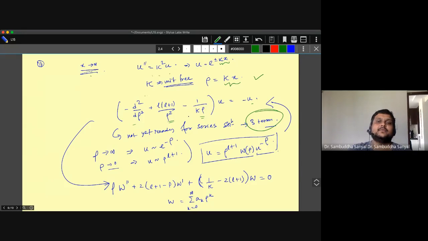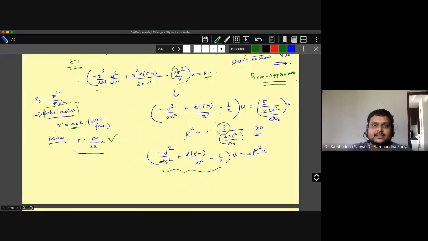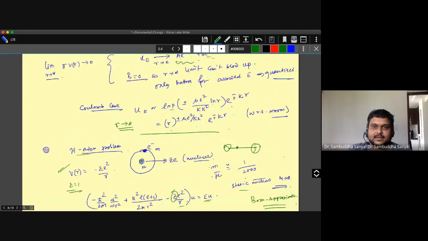And for that I will put an ansatz solution by using what happens at rho going to infinity and rho going to 0. So obviously you know what happens at rho going to infinity. So you know that at rho going to infinity this thing has to be of this form, and at rho going to 0 this must be of this form, which you obviously know from this exercise, that it must have this power law form.